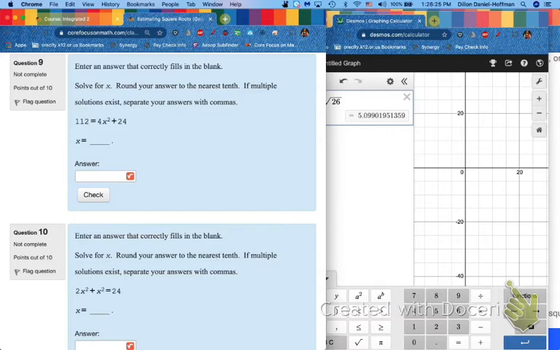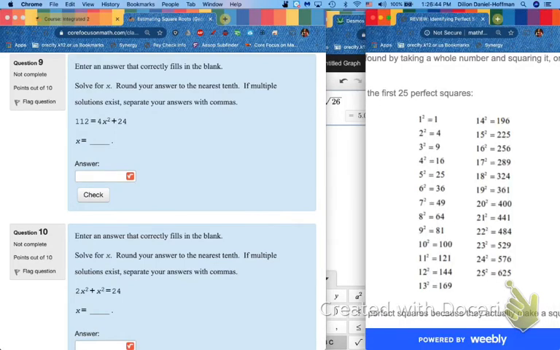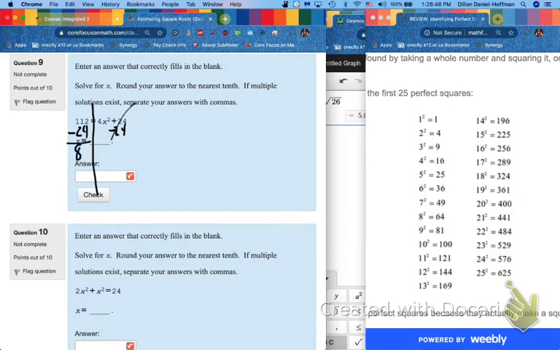And actually, before I even start writing, let's leave these up. And then we'll switch into our calculator. Okay. First we got to subtract and add. 112 minus 24 is 88. That equals 4x squared. We divide both sides by 4. 22 equals x squared. We take the square root of 22.